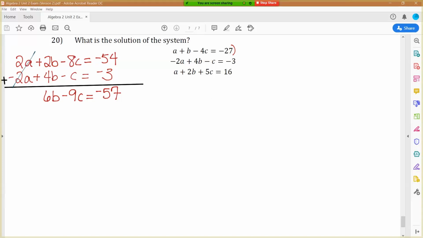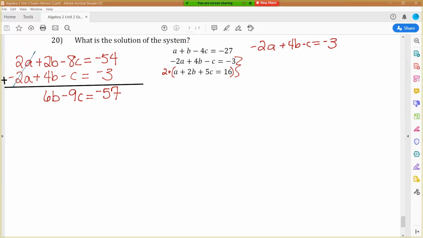Now we're going to repeat this same process with two different equations. So I would do the same process, except this time I would do the bottom two equations. And again, I'm going to multiply the whole bottom row by 2. So the middle equation is going to stay negative 2a plus 4b minus c equals negative 3. So that equation is staying the same. And then that bottom equation, I'm going to work my way through and multiply everything by 2.